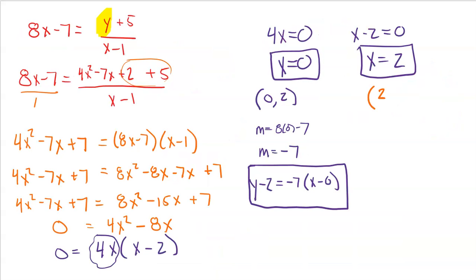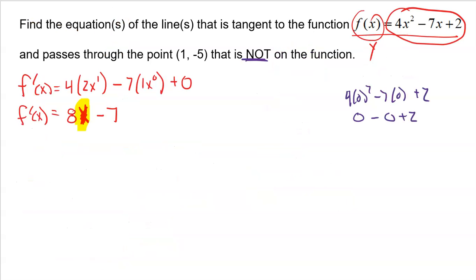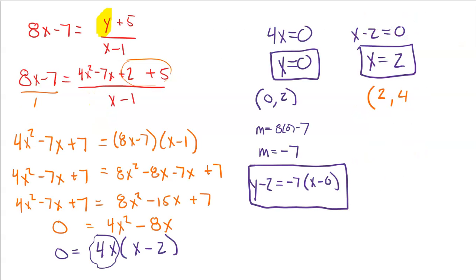So the first thing I got to do is find the matching y coordinate. How do I do that? Got to go all the way back to my original function and plug in 2. So I get 4 times 2 squared minus 7 times 2 plus 2. 2 squared is 4. 4 times 4 is 16. Negative 7 times 2 is negative 14 plus 2. 16 minus 14 is 2. 2 plus 2 is 4. So again, my point is at 2, 4.